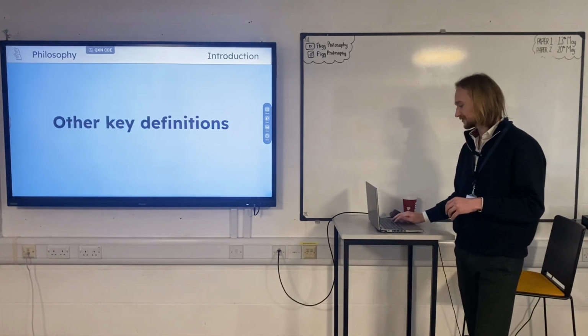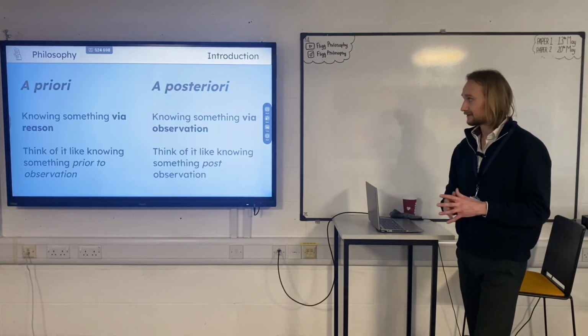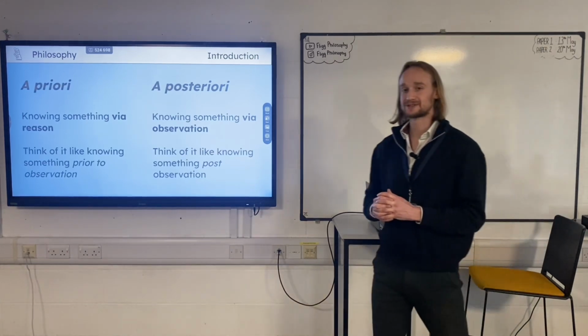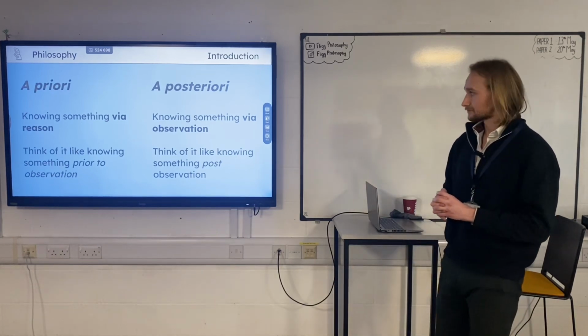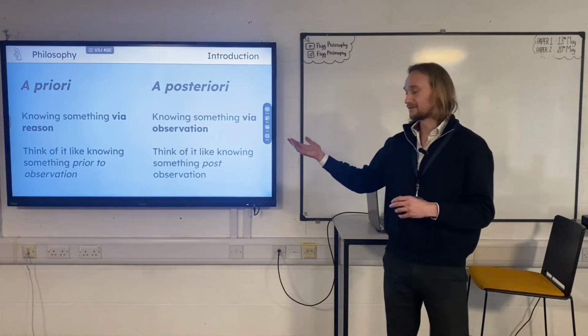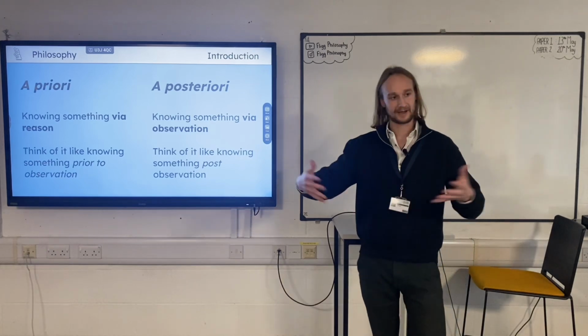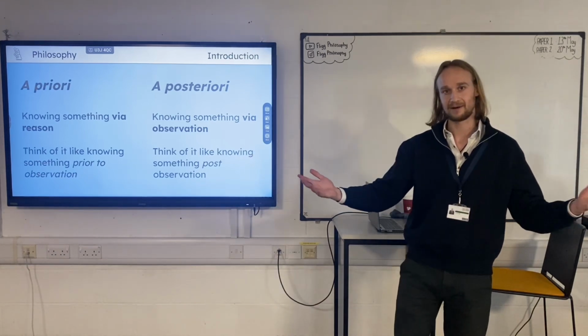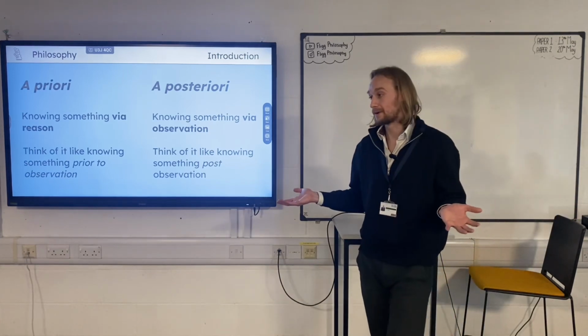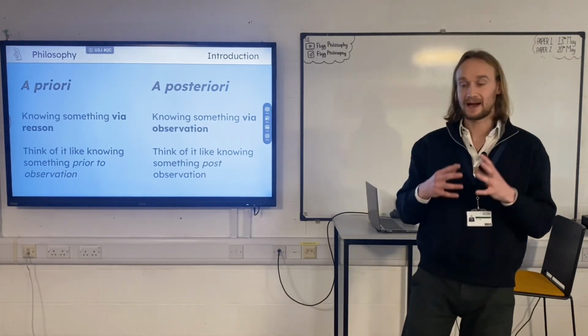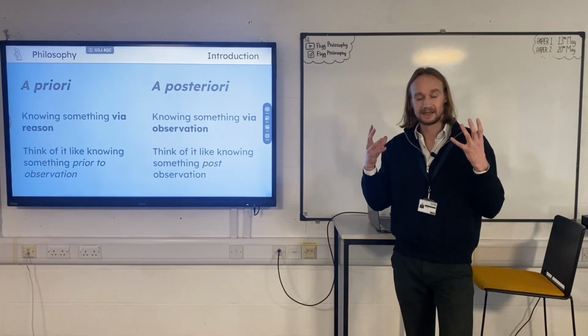So some of the key definitions we need to be aware of. These two here are important, a priori and a posteriori. An a priori truth is something that is known via reason alone, where you don't have to look out into the world to find out if it's true. An example of this is like 2 + 2 = 4. That is just something we can do in our heads. We can just reason in our heads to know that it's true.